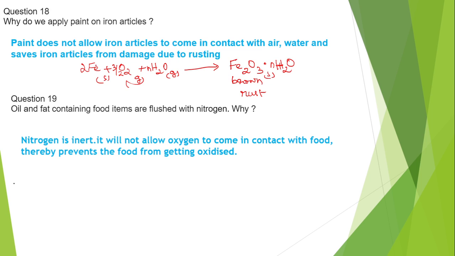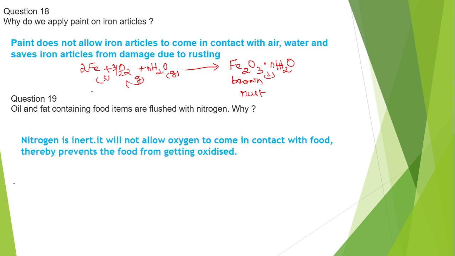In order to prevent the iron articles from coming in contact with the oxygen or moisture, one layer of paint is applied on the iron articles. So paint will not allow the iron articles to come in contact with air, water, and saves iron articles from damage due to rusting.